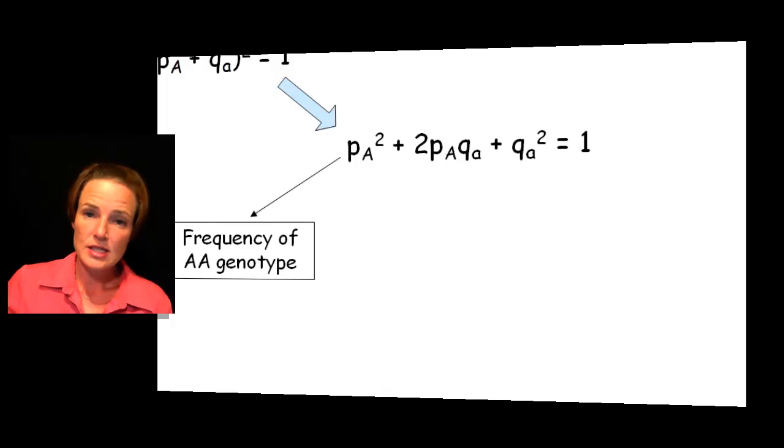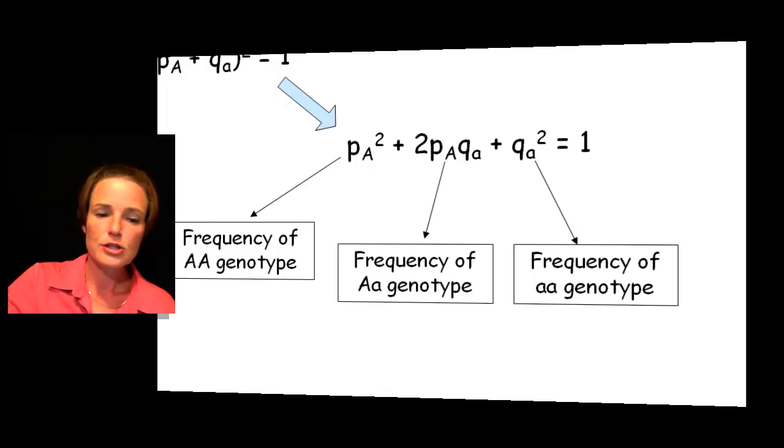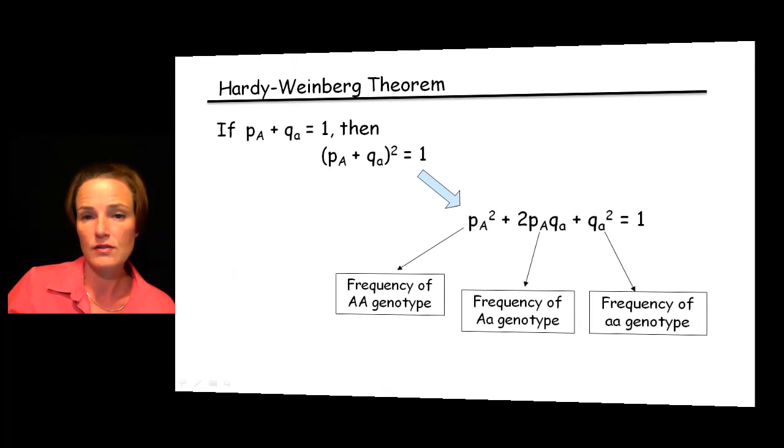Since P represents the capital letter generally, if we take P and we square it, then we're going to get the frequency of the homozygous dominant or the big A genotype. Since Q represents the lowercase a, if you square that, you get the genotype of little a. And then in the middle here, the 2pq, that's going to give us the frequency of the heterozygous individuals.